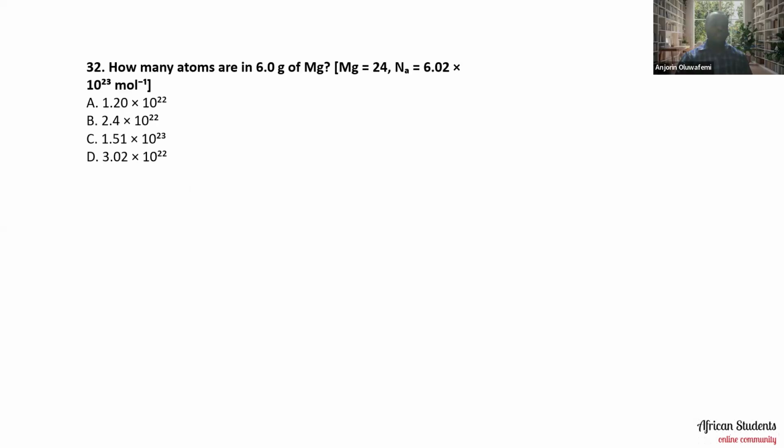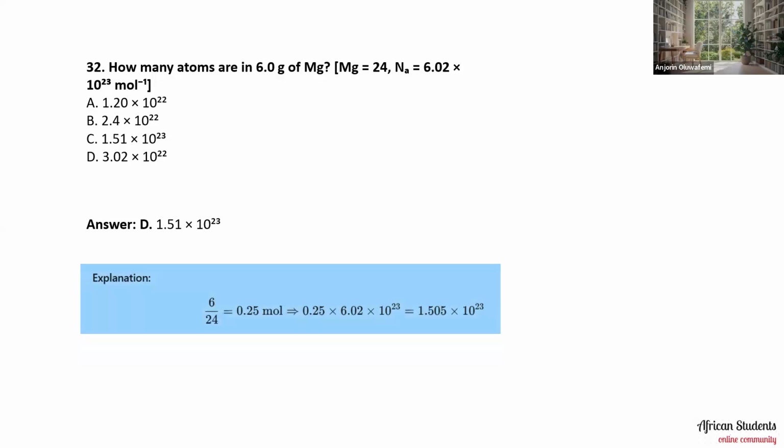How many atoms are in 6 grams of ethane? Oh, sorry. Pardon me, please. Let me take that question again. How many atoms are in 6 grams of magnesium? Okay. So we look at the options, and the answer to this one is 1.51 times 10 to the power 23. Now, let's go about the explanation.